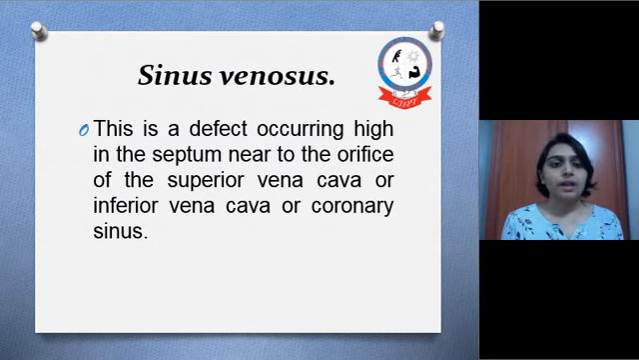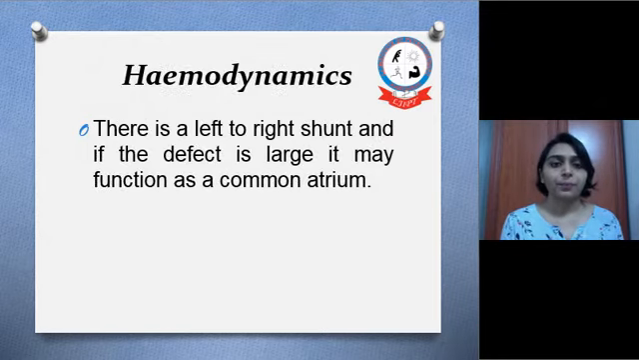The third type is sinus venosus. This is a defect occurring high in the septum near the orifice of the superior vena cava, or low near the inferior vena cava or coronary sinus.